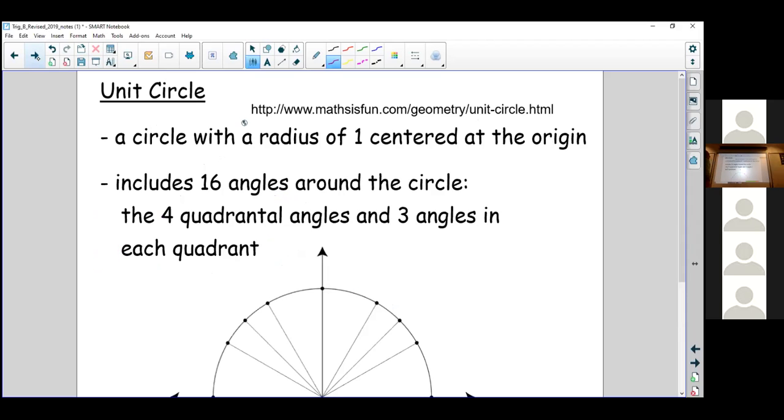All right, so this is a thing you could go to and play around with. I'm not going to go to it because obviously we're here online. Circle with radius 1, centered at the origin. This is going to talk about the unit circle. This includes 16 angles around the circle, the 4 quadrantal angles, and the 3 angles in each quadrant. Okay, and what does that all mean?